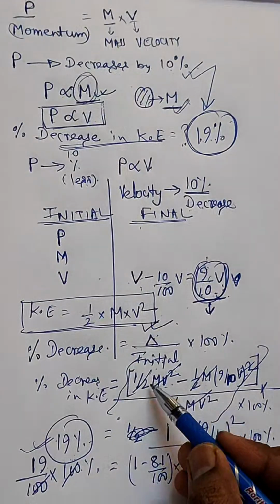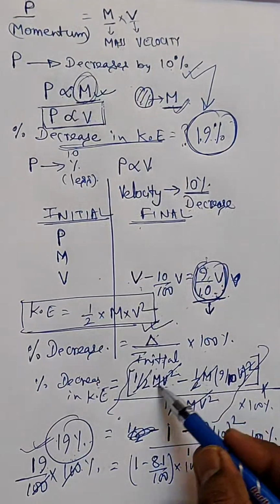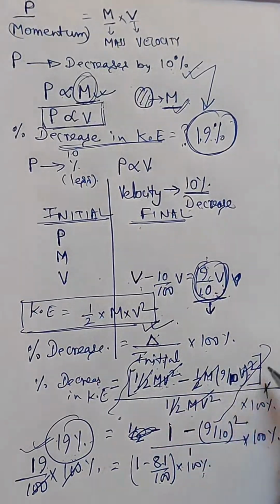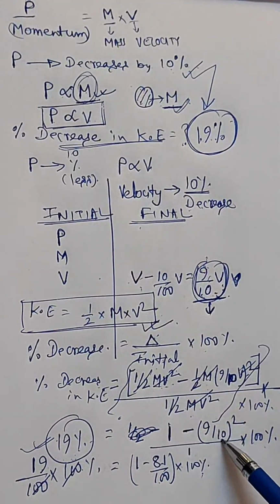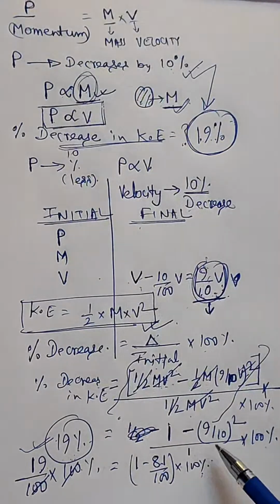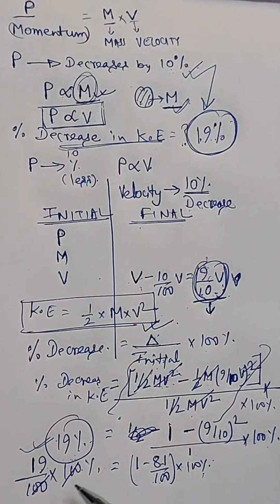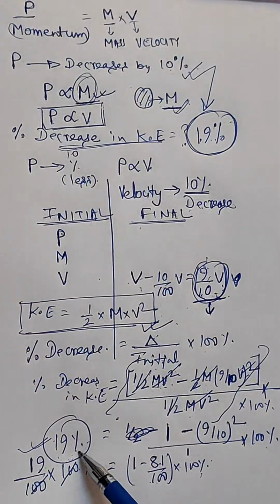Here you can see half mv square in all the three terms. We have taken common and deducted it. It cancelled out, and we are left with 1 minus 9 by 10 whole square by 1, and this is simple arithmetic calculation. Finally we get 19%, right?